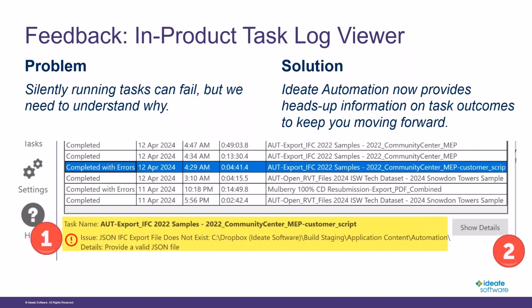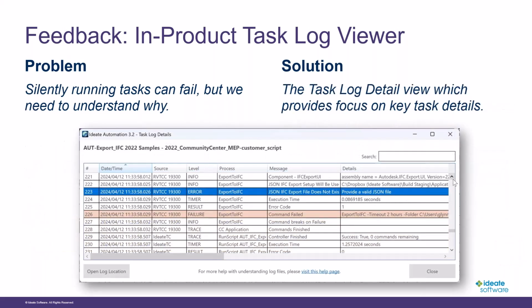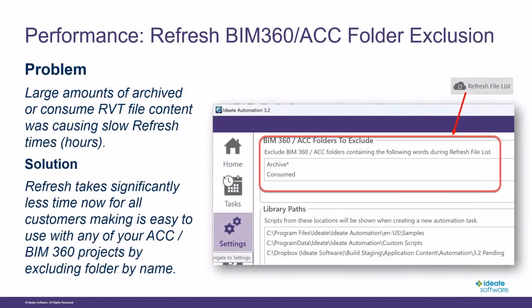Maybe the file didn't exist anymore, or you specified a view set that didn't exist, or that was spelled wrong, or something like that. So now, in this case, for IFC, you're using a JSON file, and it's saying that the file does not exist. When you go to the log, you right click and say show more details. It opens up a log viewer and highlights the line within the log where the error occurs. So we really hope that this is going to give you a lot more feedback when you're using Ideate Automation tasks.